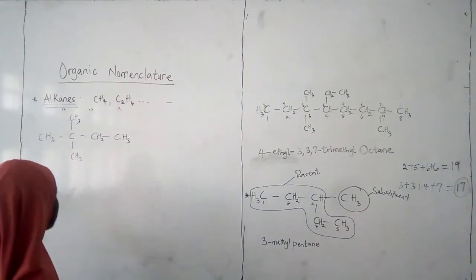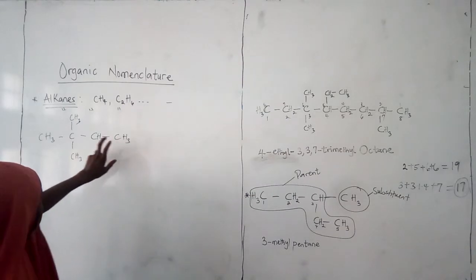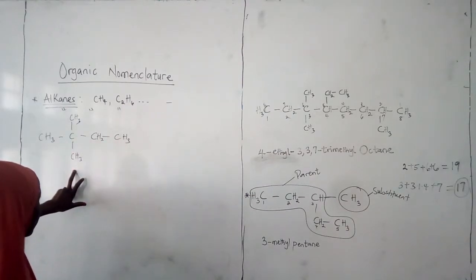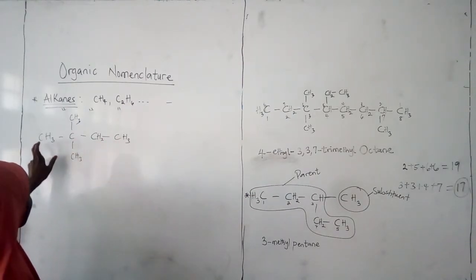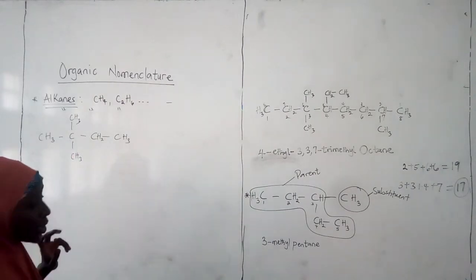Now our parent chain here is 1, 2, 3, 4. We have 4. 1, 2, 3, 4. We still have 4. We have 1, 2, 3. No, 1, 2, 3, 4.